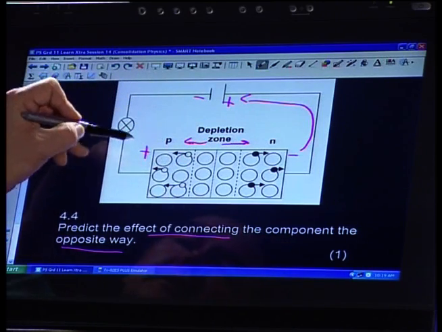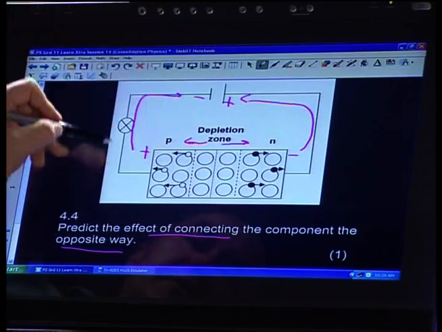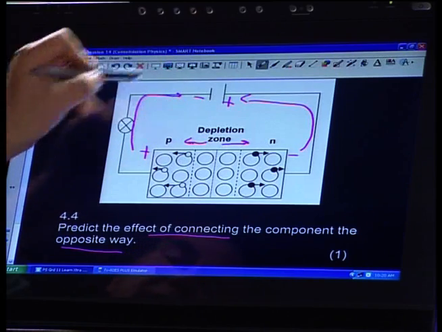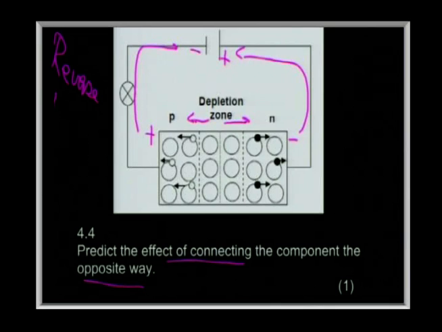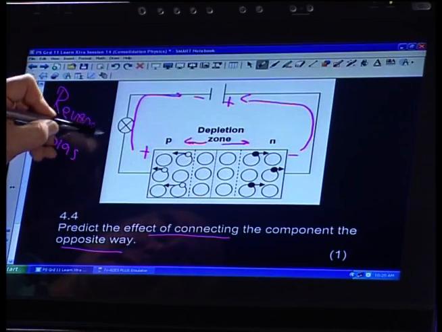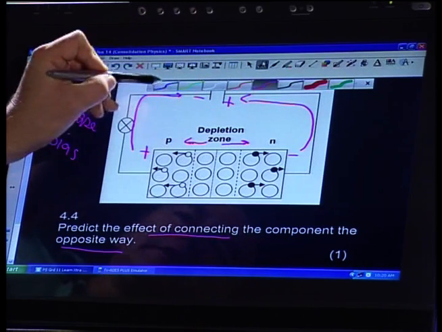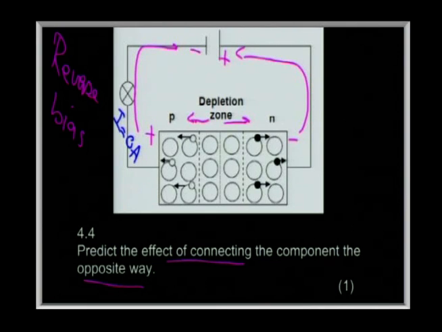So in this way, the positives are going to be attracted to these negatives, and we're going to widen the depletion zone. This type of connection is called reverse bias. And at the moment, what can we say? Well, it will get to a point that the light bulb will not shine. So firstly, the current I is going to be 0 amps, and there's no shining.